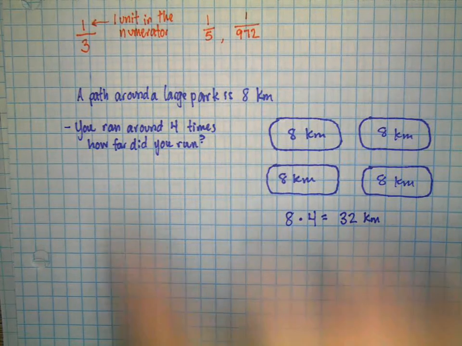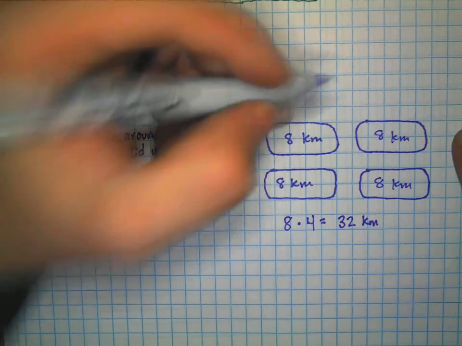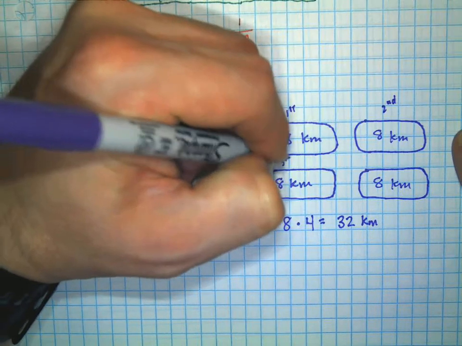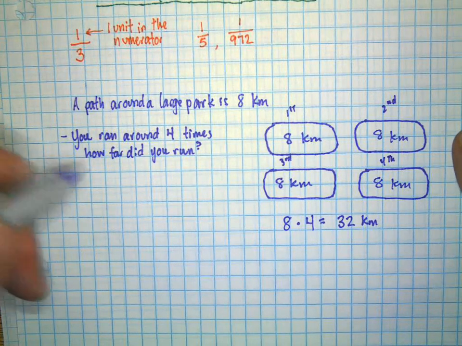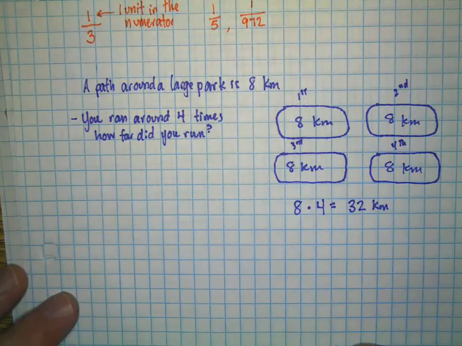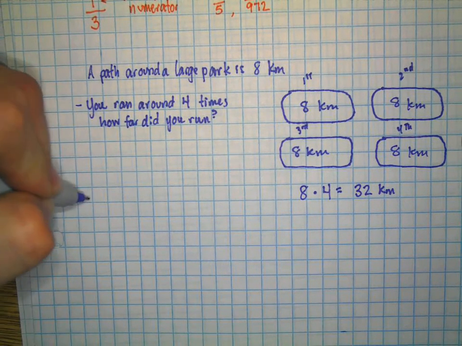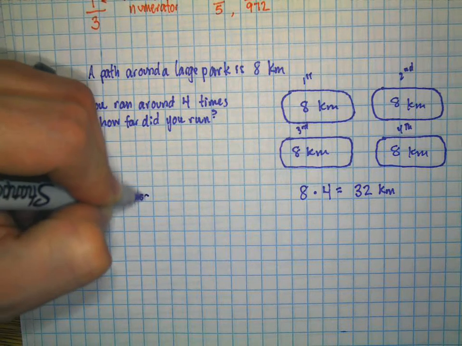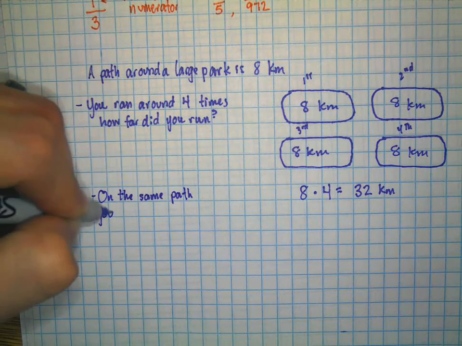So if you ran around the path 4 times, this is the first time around. This would be the second time around. This would be the third time around. And the fourth, you ran 8 times 4. Well, what happens if you only ran a quarter way around the path? So what if you have the same path? On the same path, you run 1/4 of the way. How far did you run?